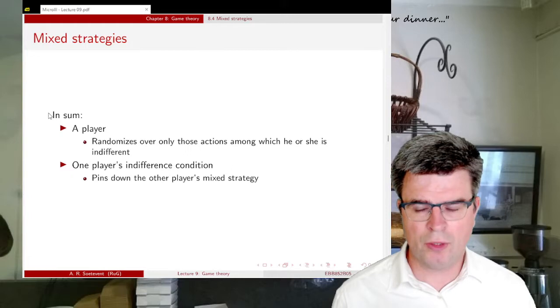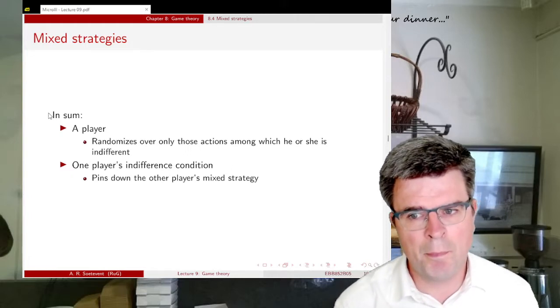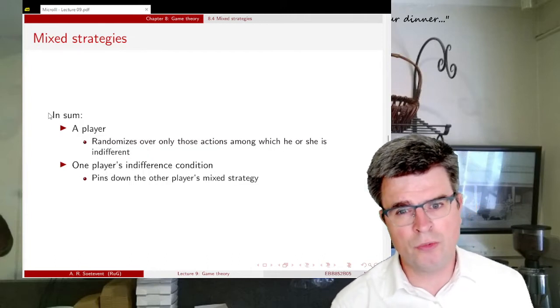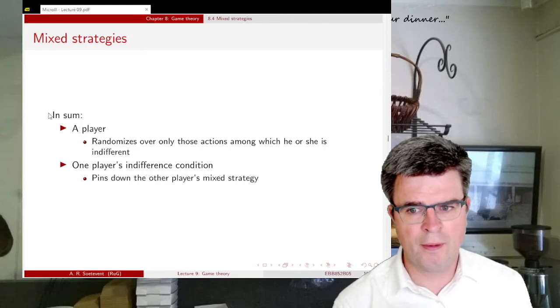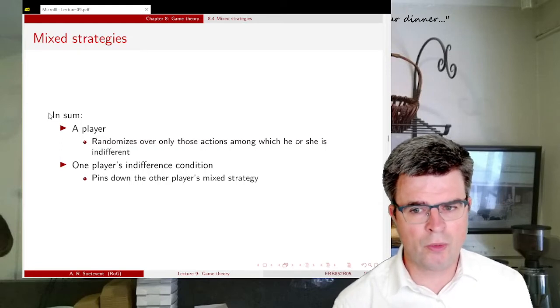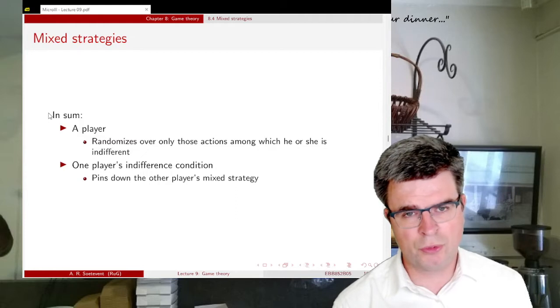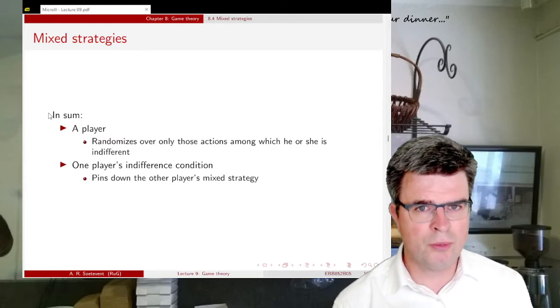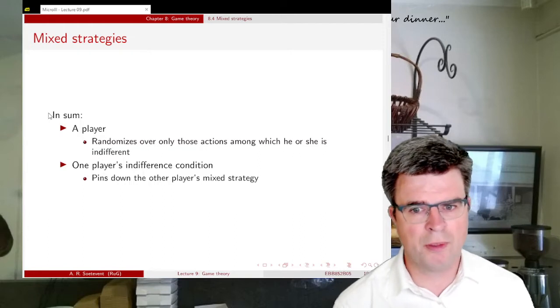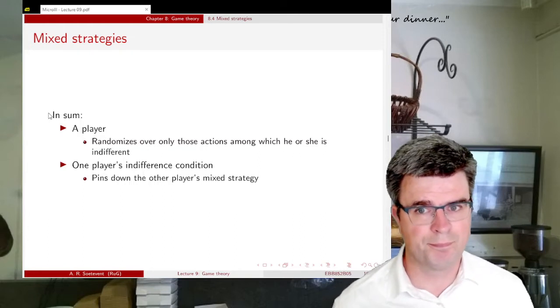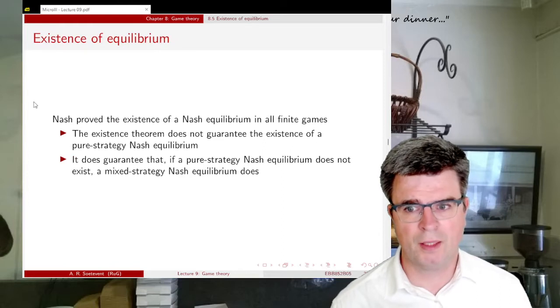So to summarize, in a mixed strategy, a player randomizes only over those actions among which he or she is indifferent. And if you consider one player's indifference condition, then you can use that to determine the other player's mixed strategy.